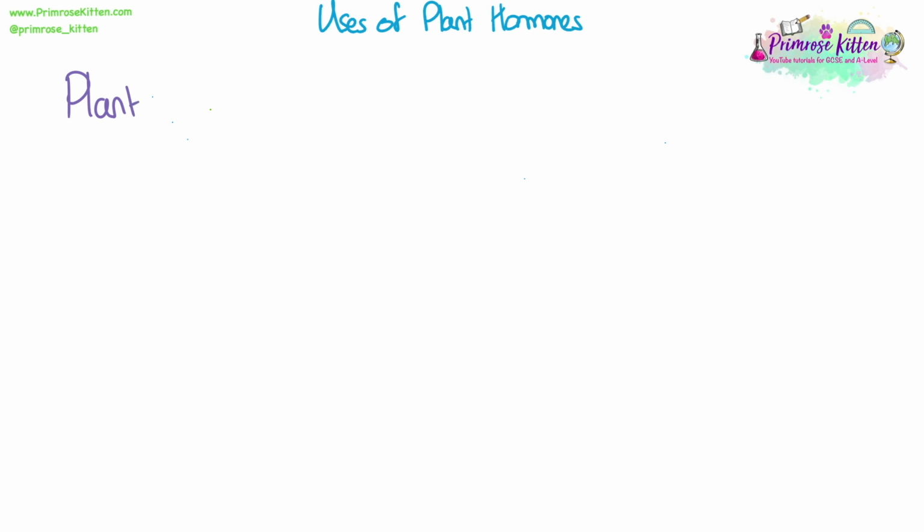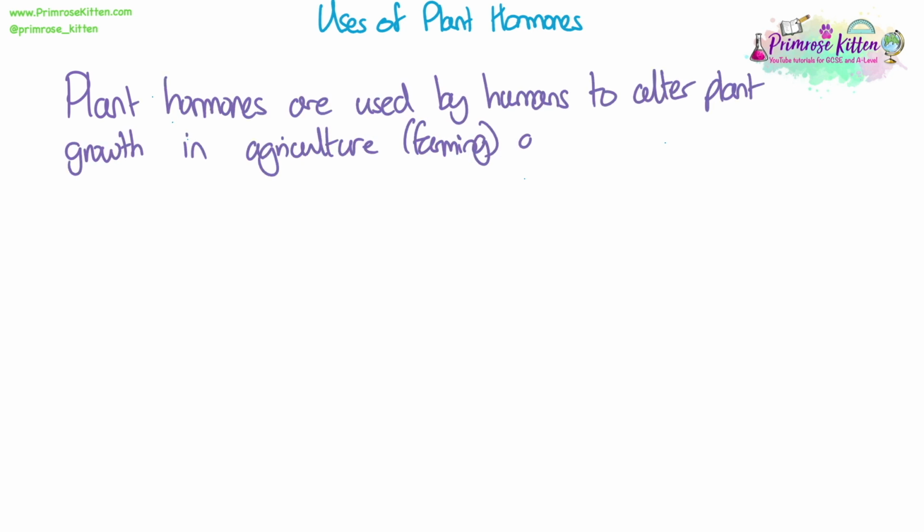Uses of plant hormones. Plant hormones are used by humans to alter plant growth in agriculture, so farming of crops, and horticulture, which is growing plants for aesthetic purposes, so growing plants that are visually appealing for display.